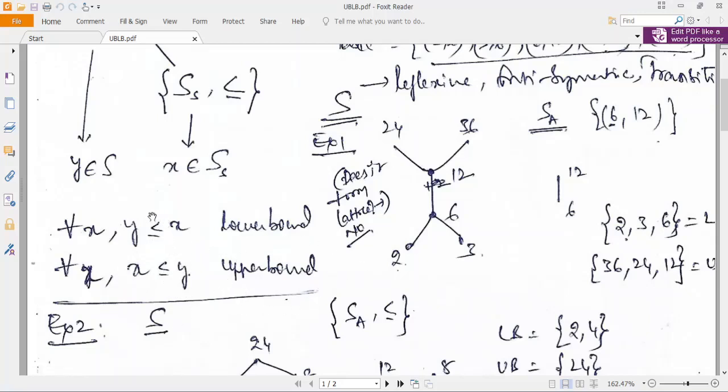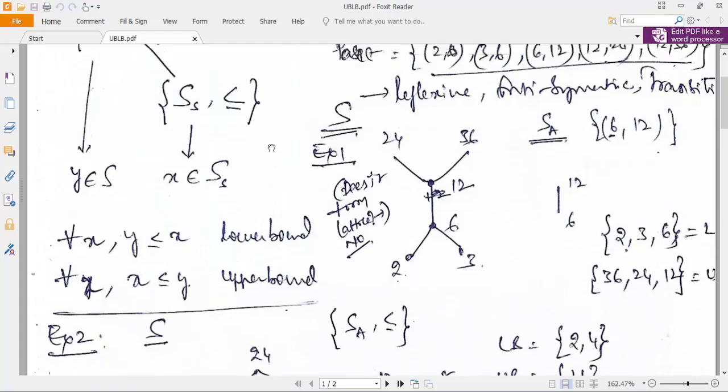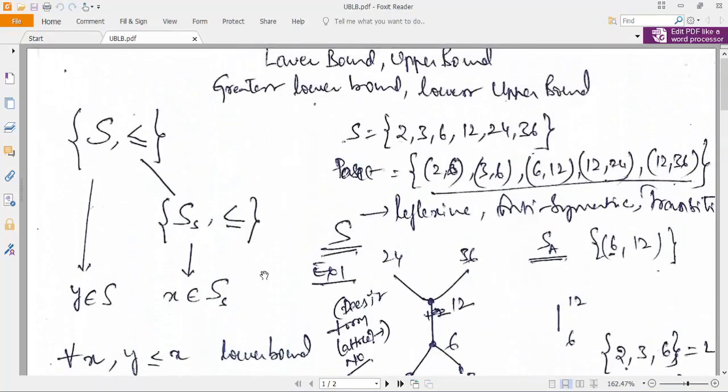Here you need to focus on the condition, less than or equal to. Since the poset is reflexive, transitive and also antisymmetric, this condition holds. Now we'll see an example to understand better.